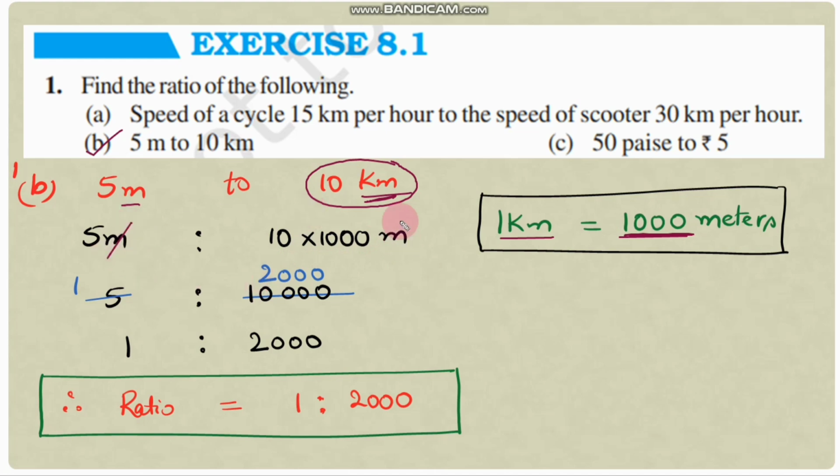Since meter and meter are the same here, we can cancel. So 5 is to 10 into 1000, which we can write as 10,000. So the ratio we get is 5 is to 10,000. Now we have to cancel. Cancel by 5: 5 2s are 10, and the zeros stay. So the answer we get is 1 is to 2000. So the answer is 1 is to 2000.